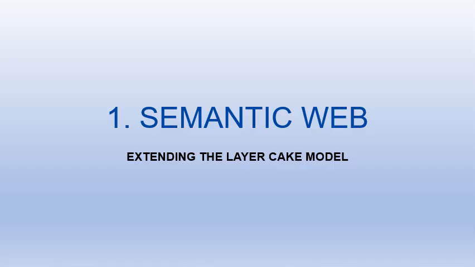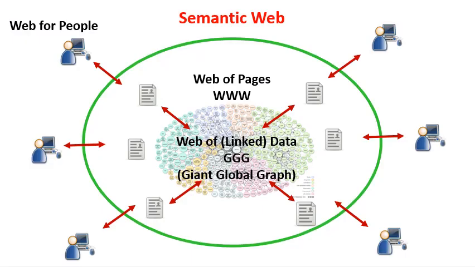Semantic web: extending the layer cake model. The semantic web is based on a web of linked data, sometimes called the giant global graph. Based on the data, the web of pages, the pages that we humans see and use, can be created.